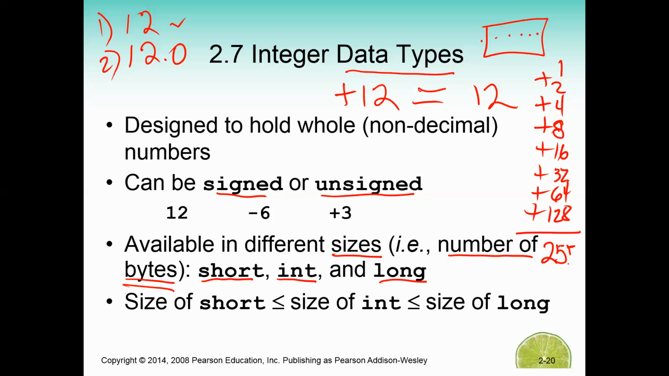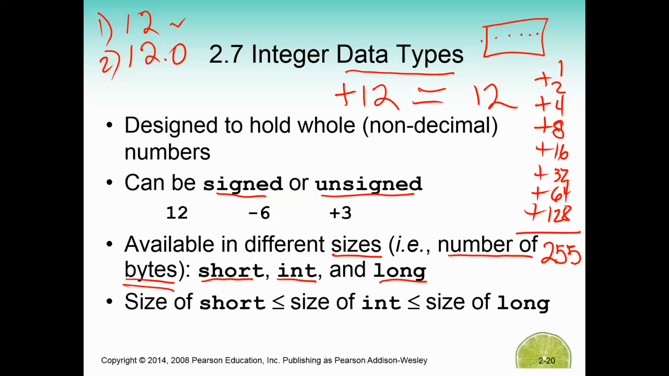Yes, everybody? Add it again. 128 plus 64 plus 32 plus 16 plus 8 plus 4 plus 2 plus 1 is 255. If all the bits are on, this is going to represent 255. Yes, everybody with that? This is very important that we understand.